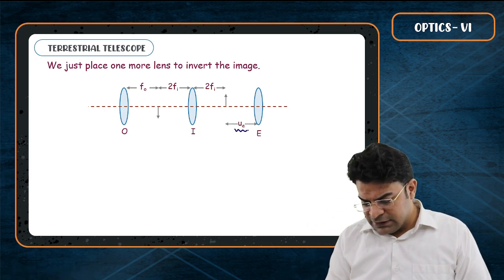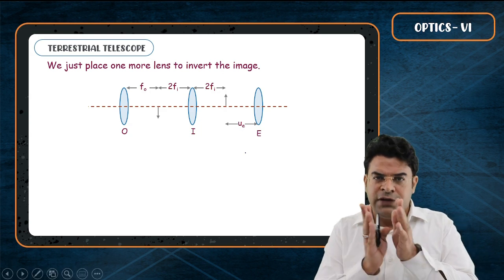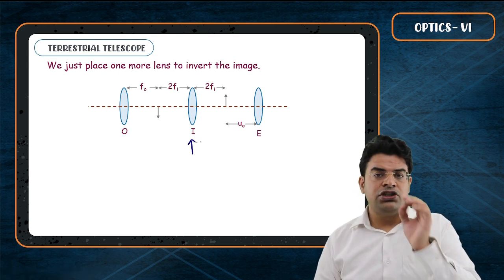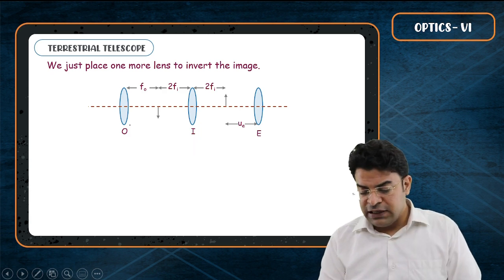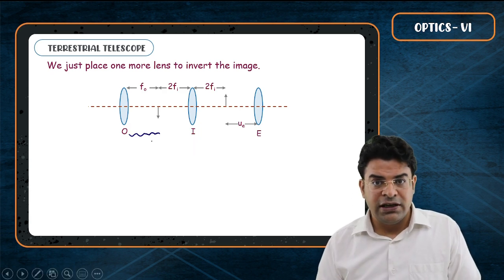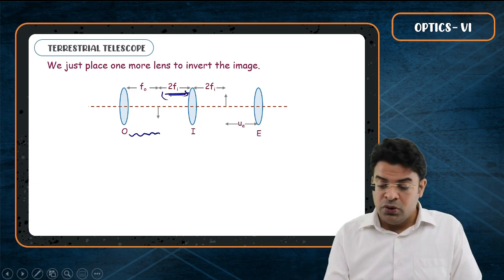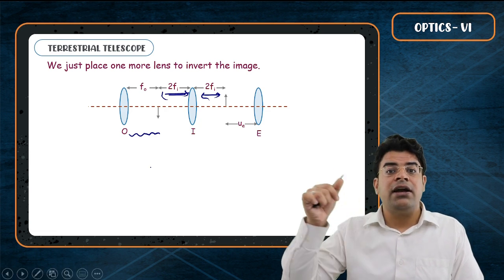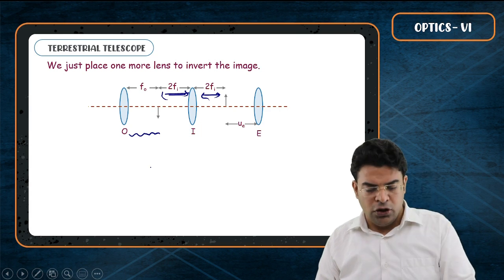And let's take this distance as UE. So again, just remember, in the case of terrestrial telescope, we just add an extra lens, and the job of this lens is to invert the image. We make sure that the image formed by the objective is at a distance 2fi, so that the image formed is also at a distance 2fi, and the image just gets inverted once more so that it becomes erect with respect to the original object.